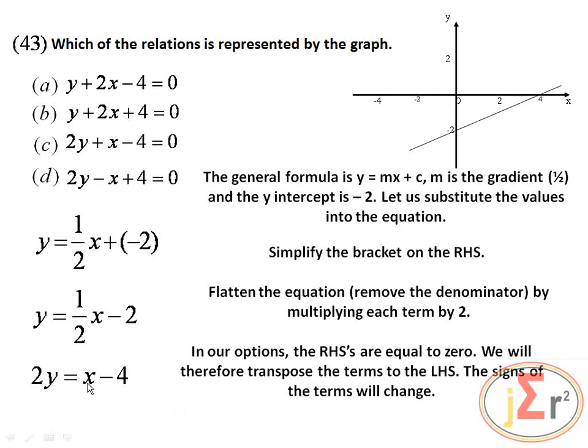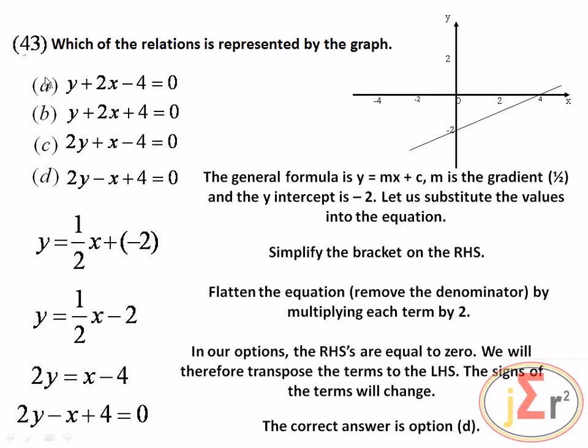So, x is transposed to a negative x and -4 is transposed to a positive 4. So 2y minus x plus 4 is equal to 0, and that is our correct answer. The correct answer is option D.